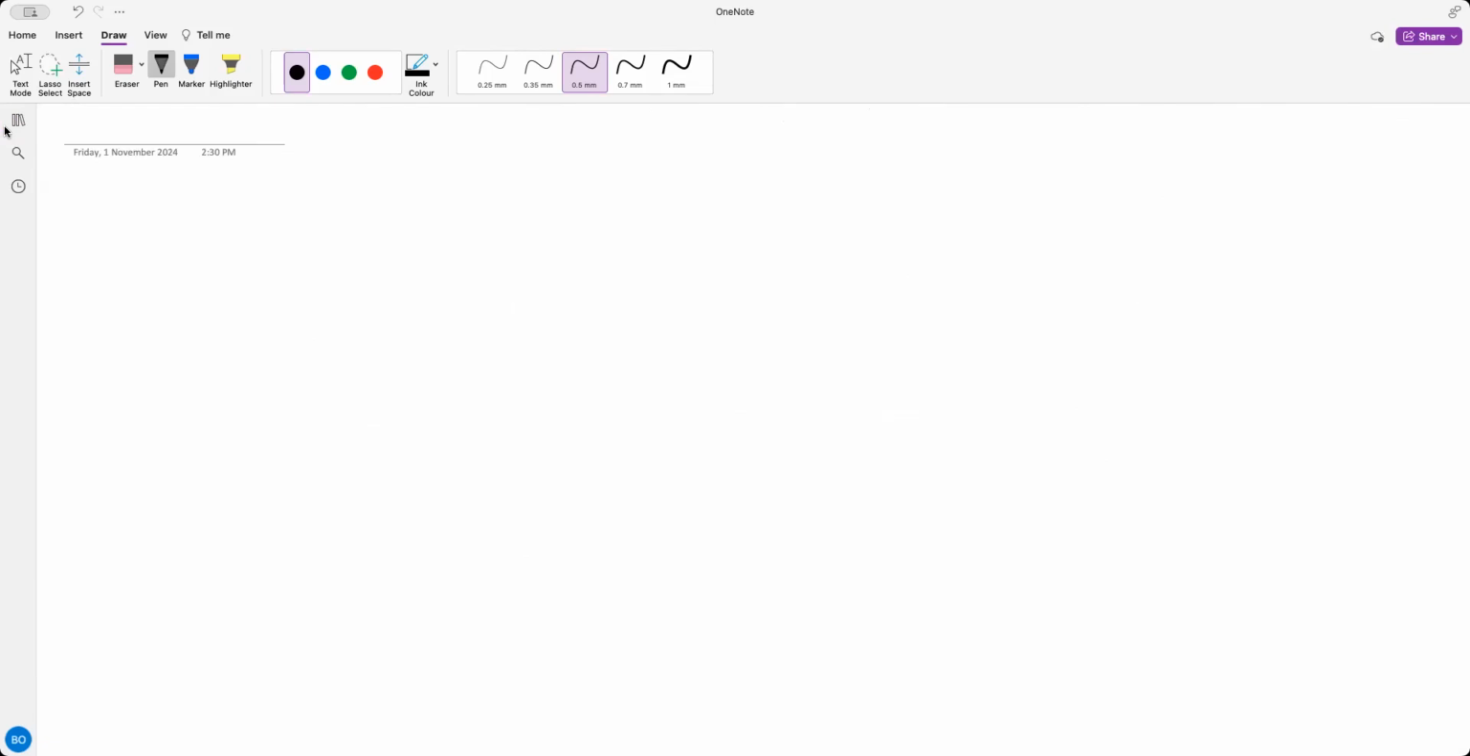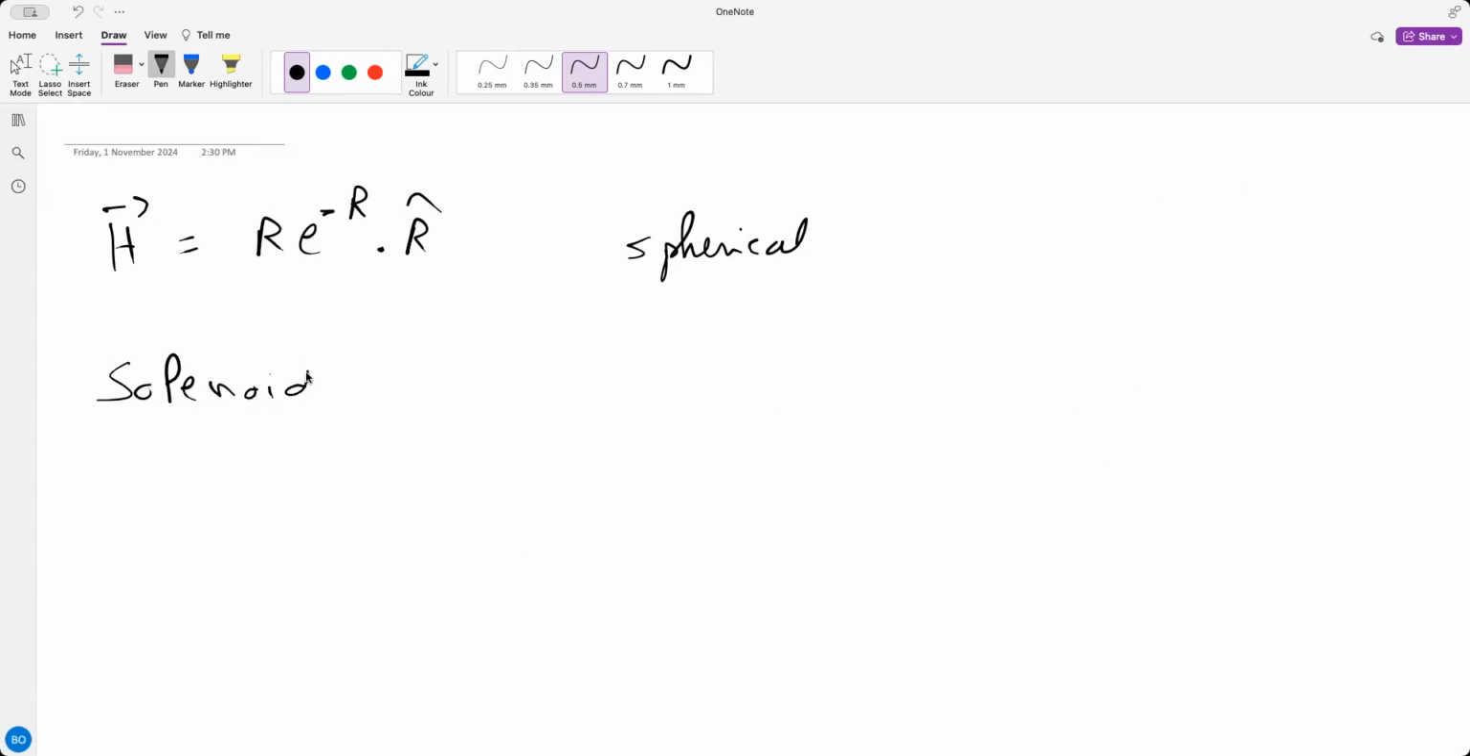Yes, for example, let's take a vector that is equal to r exponential minus r along r. So obviously this is spherical coordinates. And the question is, check if the vector is solenoidal and/or conservative. The reason I gave this example is just because it's in spherical.